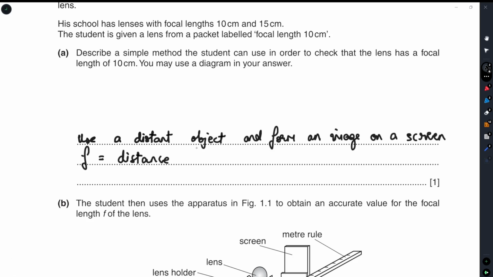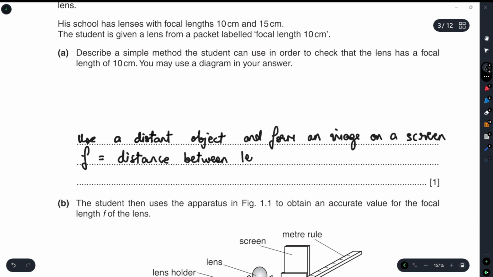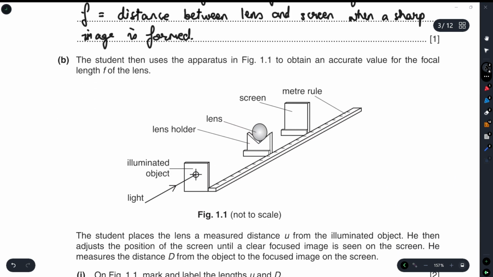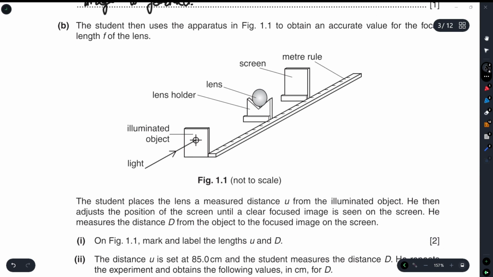Focal length will be the distance between what? Between lens and screen when a sharp image is formed. When you're confident of something, it is better to give a complete answer. It just leaves a better impression on your examiner.